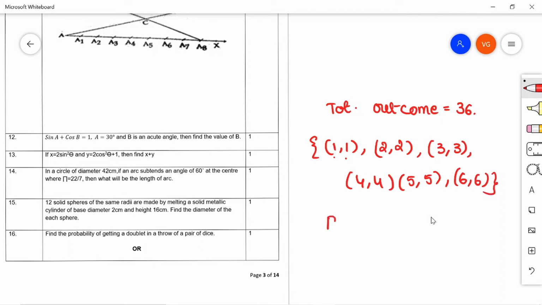So the probability of getting a doublet is 6 divided by total outcome 36. So that will be 1 by 6. So directly if you write down the answer also, you will get 1 mark here. No need of giving so much of explanation for this 1 mark question. This I have explained only for your understanding purpose.